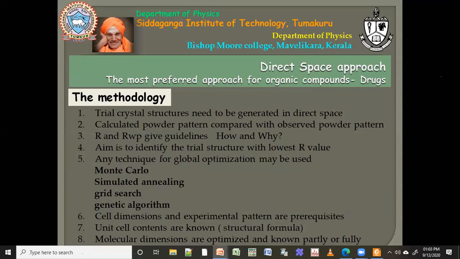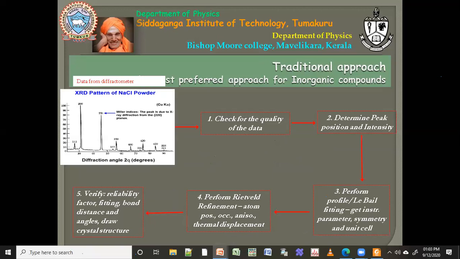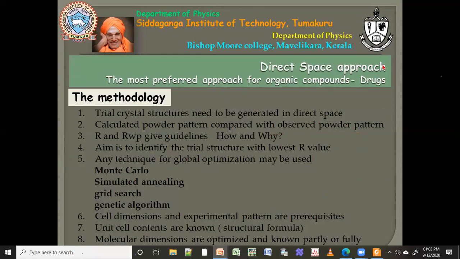So for a beginner, I would always suggest to go for a traditional approach. So this is what we are going to do in our workshop. We will go for this traditional approach. Then, once you get used to this traditional approach, then you can try this kind of direct space approach yourself.